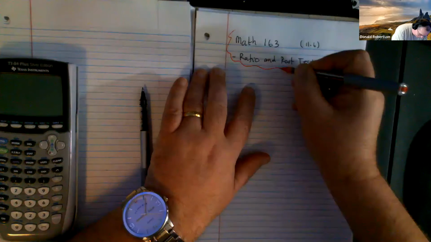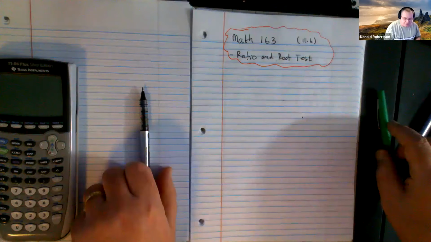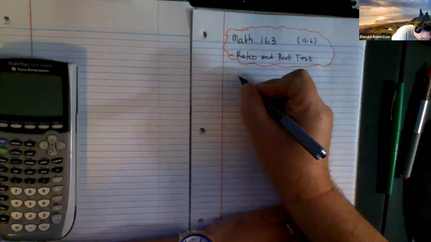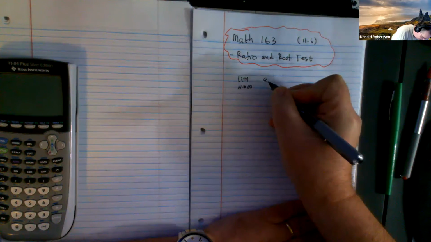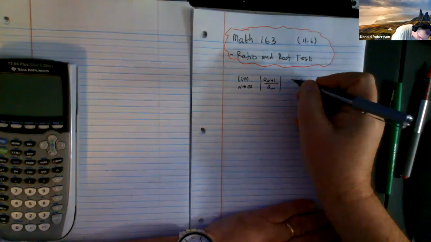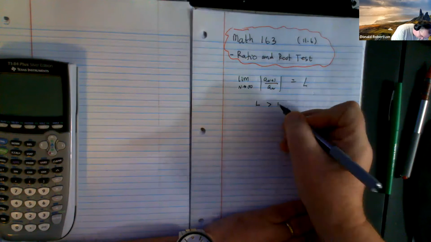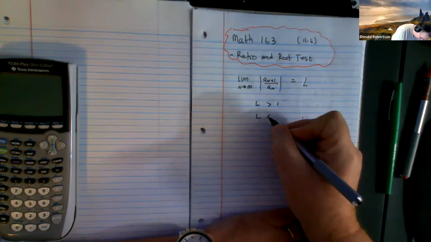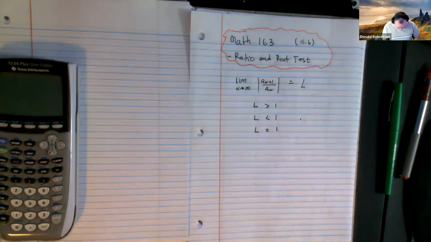Section 11.6, which is ratio and root test. We do know the ratio test, right? Essentially, just to remind us, you find the limit as n tends to infinity of the absolute value of a_{n+1} divided by a_n, and it will equal L. And the test says that if L is greater than 1, something is true. If L is less than 1, something is true. And if L is the number 1, it is true.